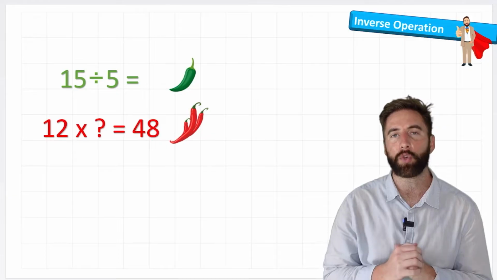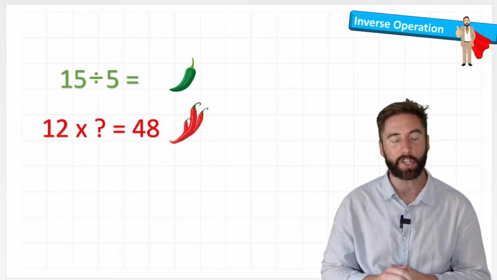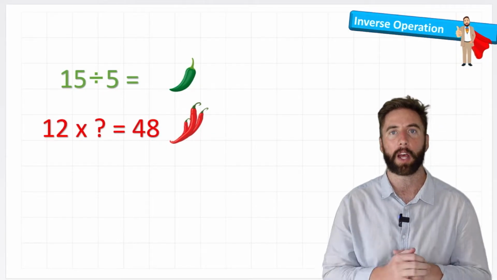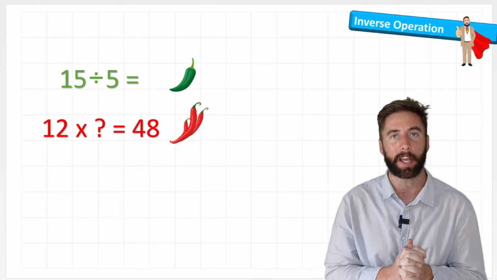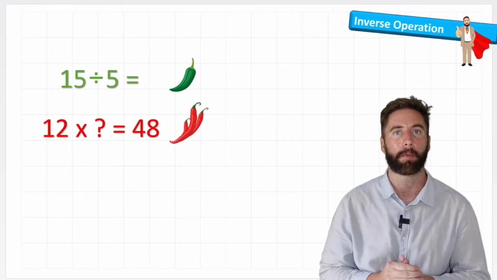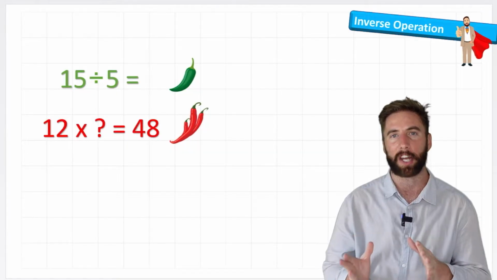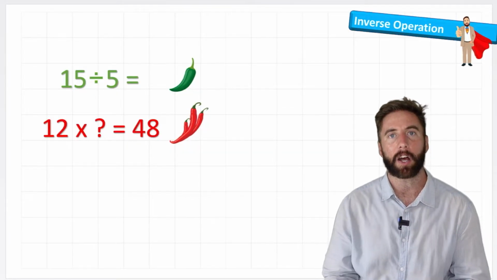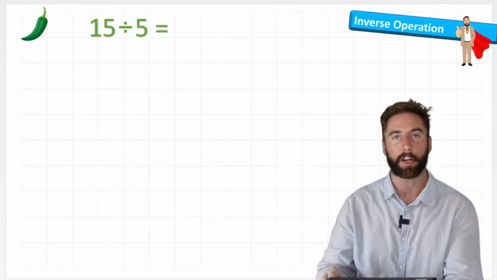Okay, we're going to be looking at two different style of questions here. We've got our green chili challenge, which is just a division question, and we're going to inverse it into a multiplication. And then we've got a missing number problem as well that we're going to see how inverse can help us solve. Okay, so let's start with our green chili challenge, our first question.